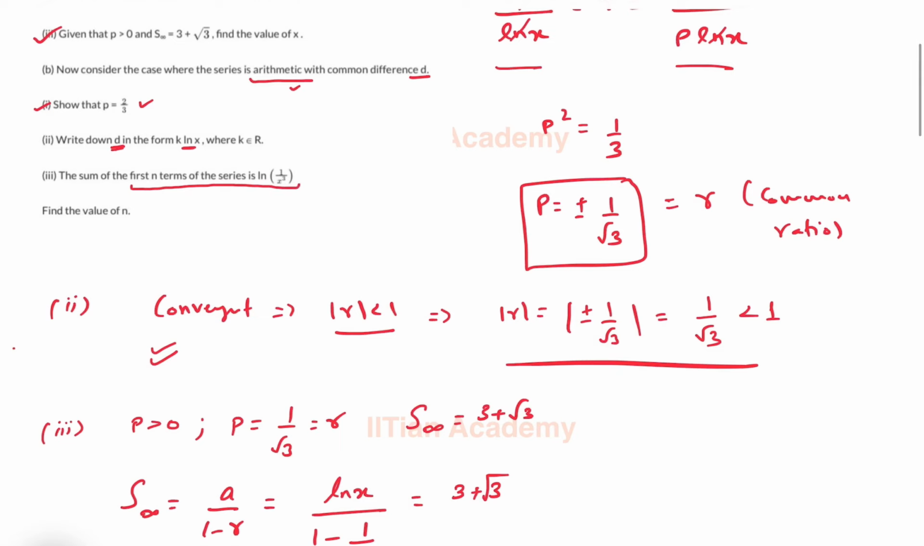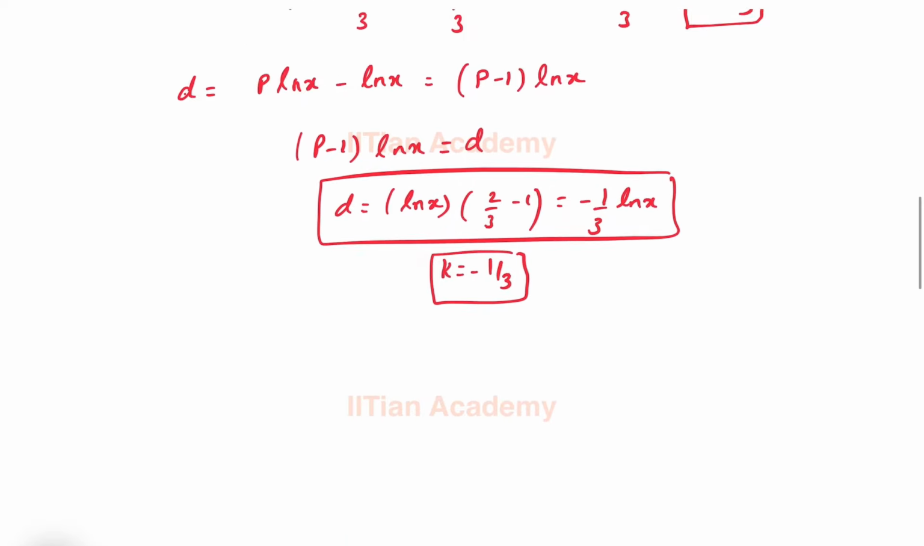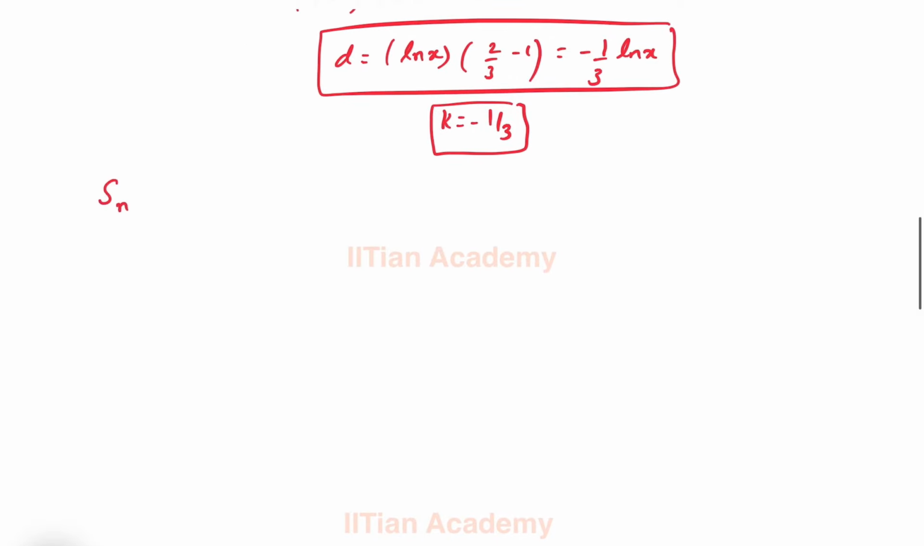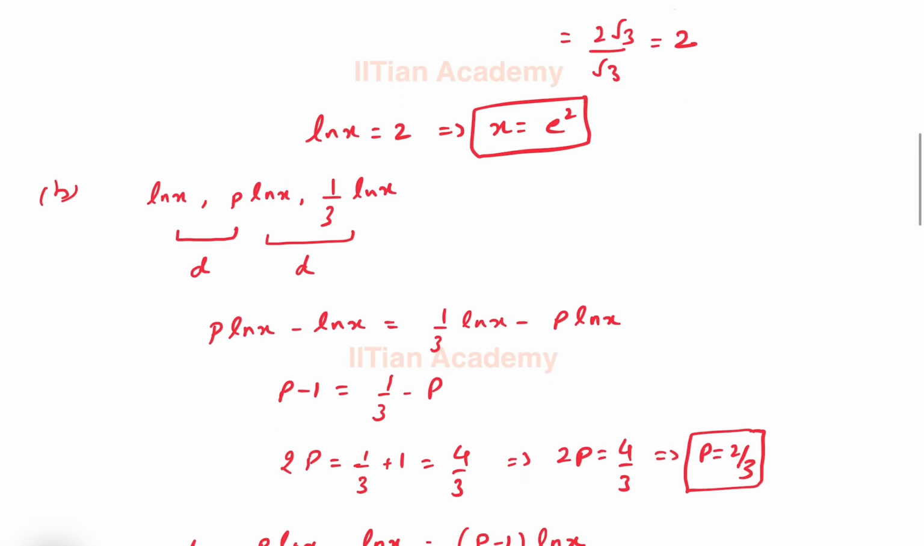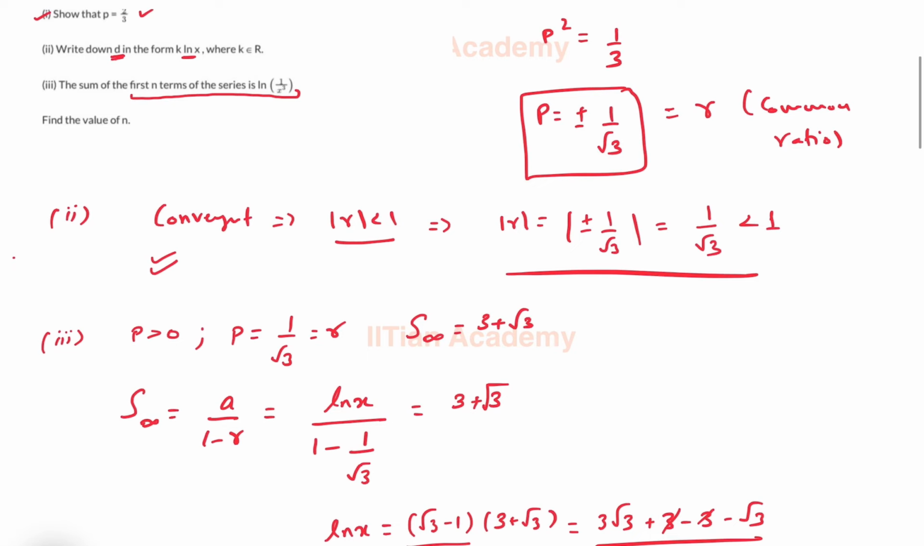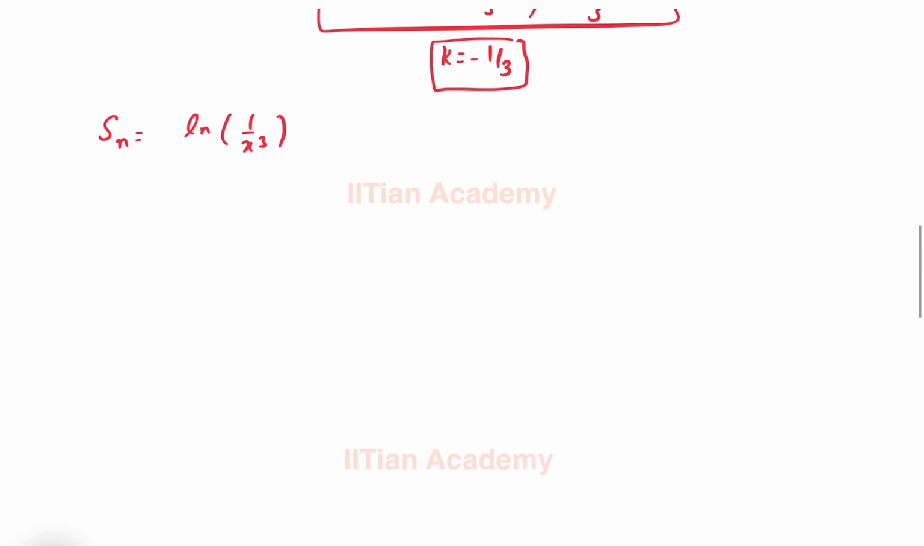Now in the third part, what we have to do is the sum of the first n terms of the series is natural log of 1 by x cube. So it is given that the sum of the first n terms is natural log of 1 by x cube. We also know the sum of n terms is nothing but n by 2 into 2 times the first term plus n minus 1 multiplied by d.